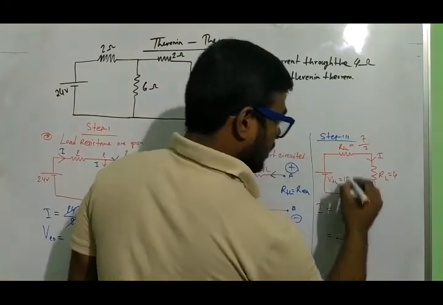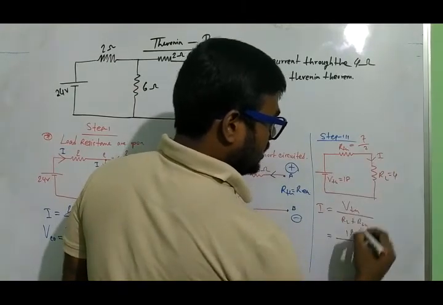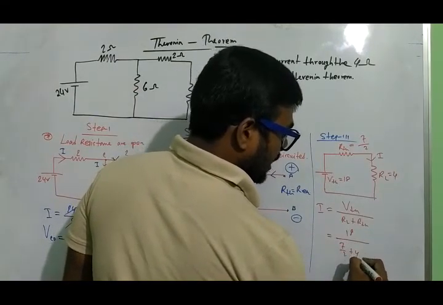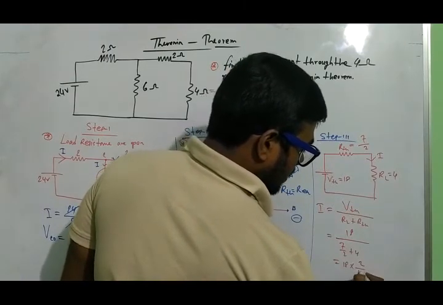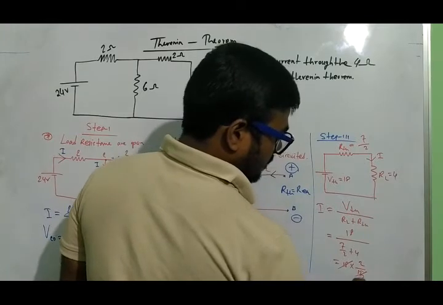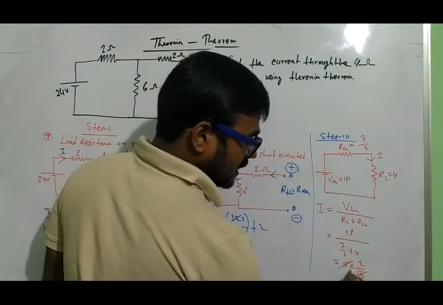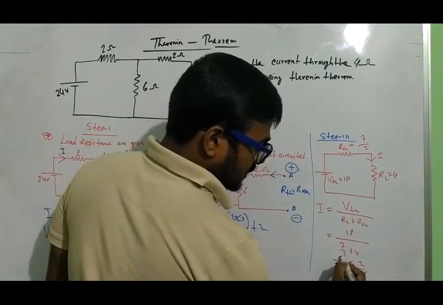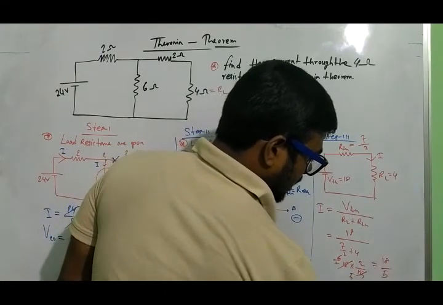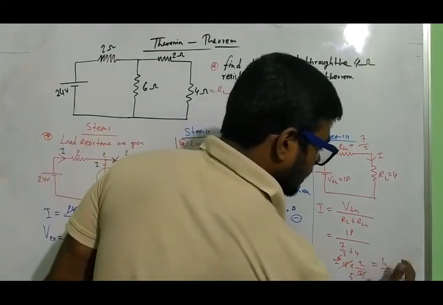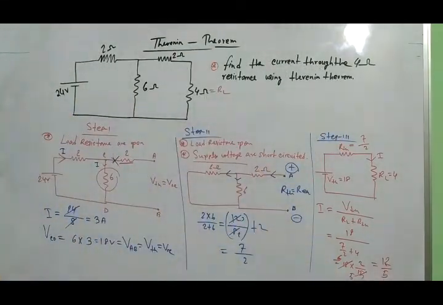So what is the value? VTH is 18, divided by 7 by 2 plus 4, that means 18 times 2 by 15. When I simplify this, the answer is 18 by 5. Oh sorry, 12 by 5. The answer is 12 by 5. I think everyone understood these things. Okay.